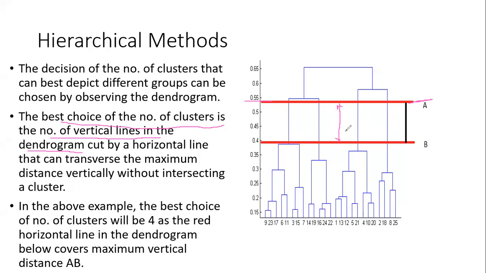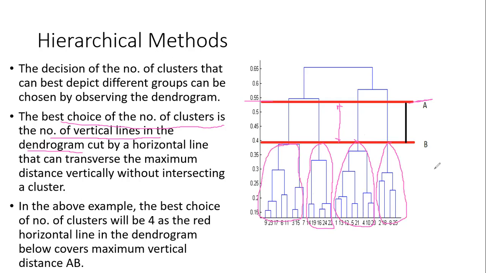So ab isme y is the value 4. I have 4 vertical lines that represent 4 different clusters. So the ideal is this is one cluster. Okay. This is the other cluster. And this whole is the third cluster. And this whole is the fourth cluster.